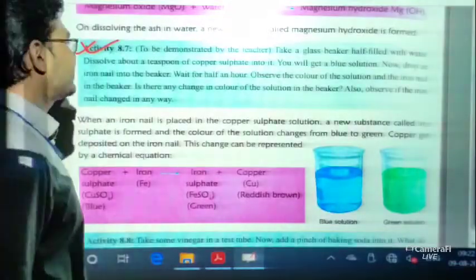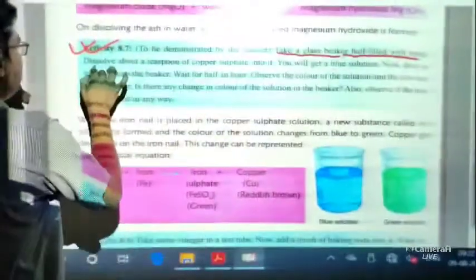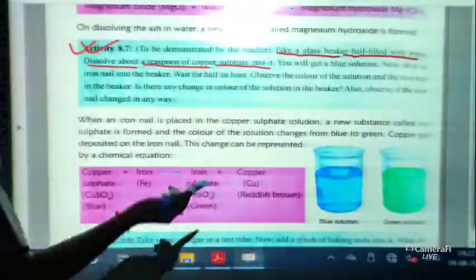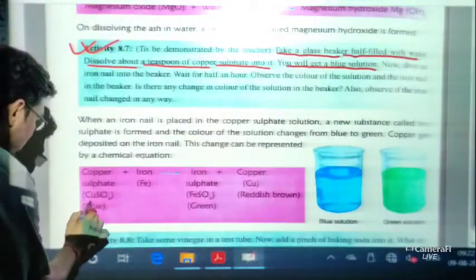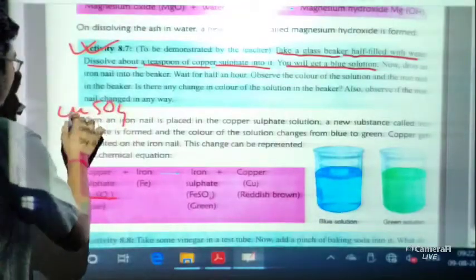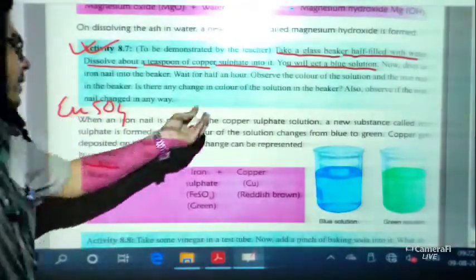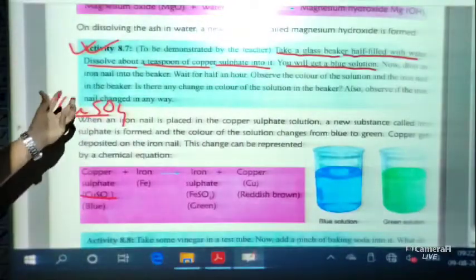So this is activity 8.7. What we have to do: take a glass beaker half filled with water, and dissolve about a teaspoon of copper sulfate into it. Now you will get a blue solution. Copper sulfate, CuSO4, is the chemical formula of copper sulfate. Now it is blue itself, so when we put it into water, the whole solution turns blue, because copper sulfate itself is a blue colored substance.